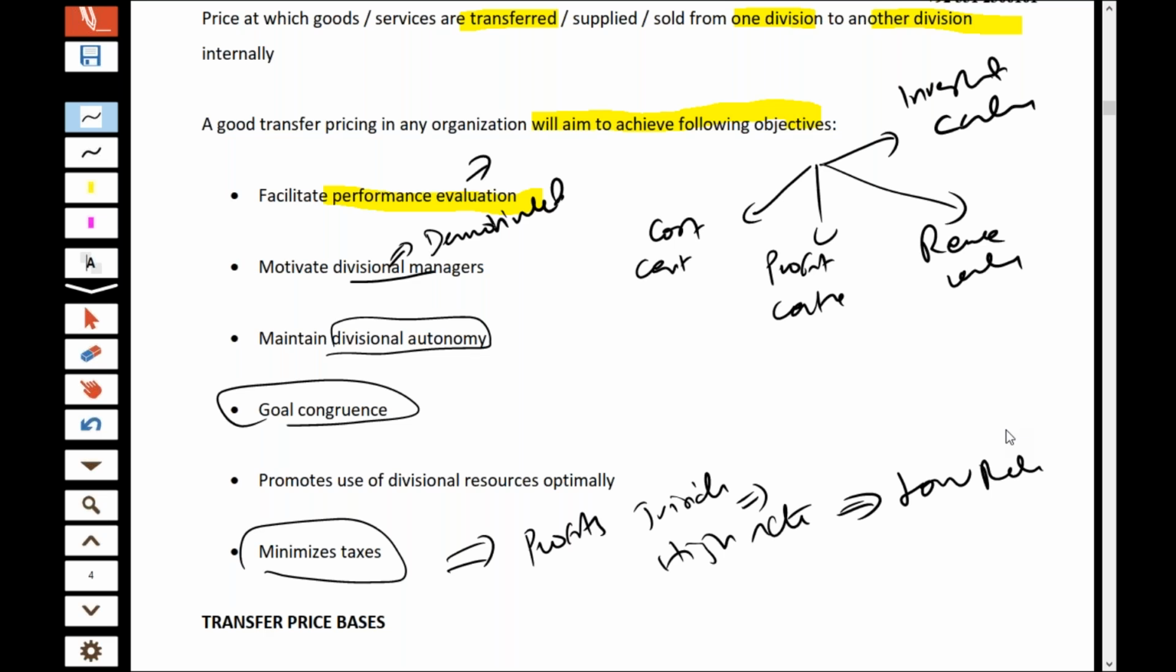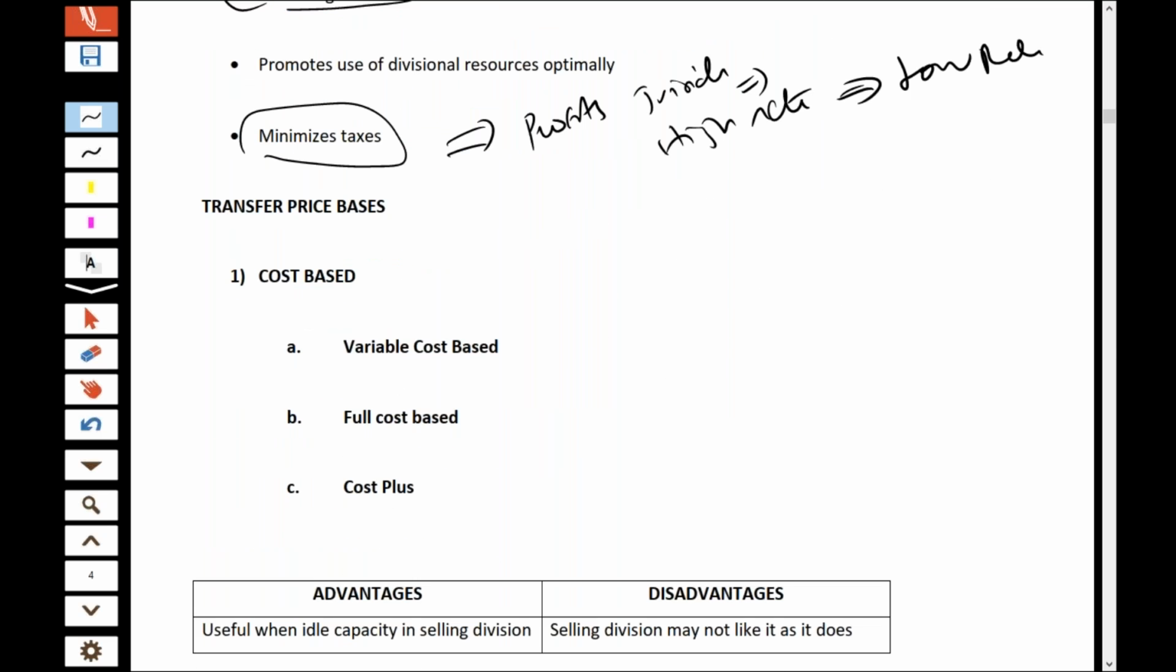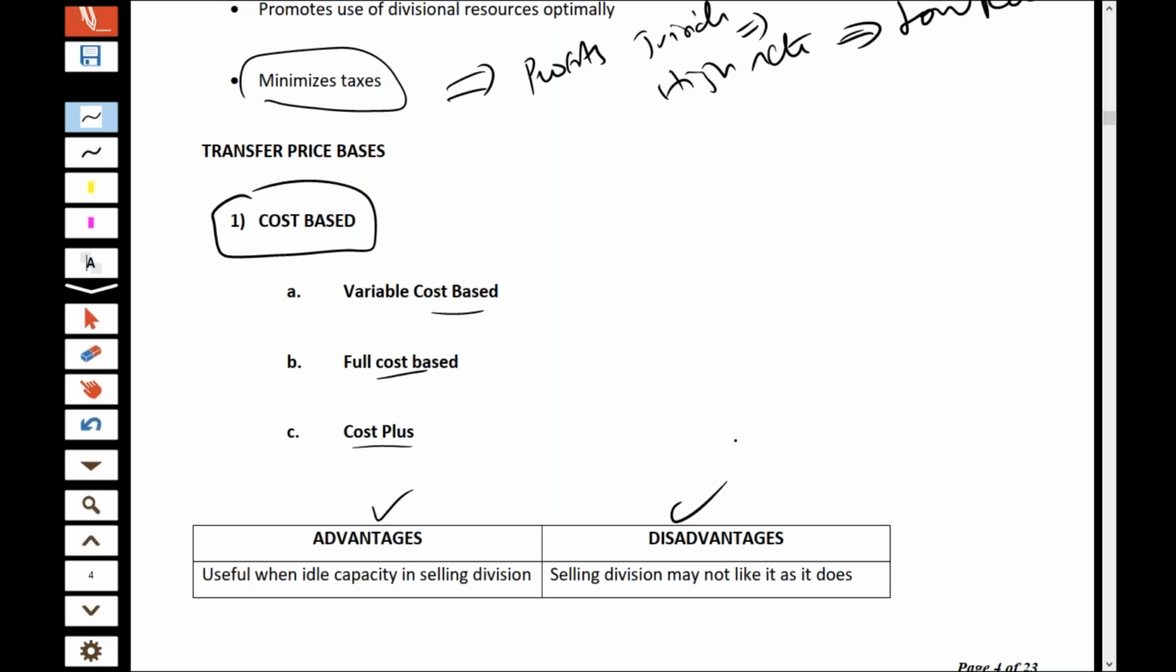Now what next is there? The next situation is what are the different types of transfer pricing policies that the organization could adopt. One of them could be cost-based transfer pricing, which could have multiple variants like full cost, variable cost. When you use the cost-based transfer pricing strategy, there are obviously certain advantages and certain disadvantages that you have to face when it comes to using this cost-based transfer pricing policy.